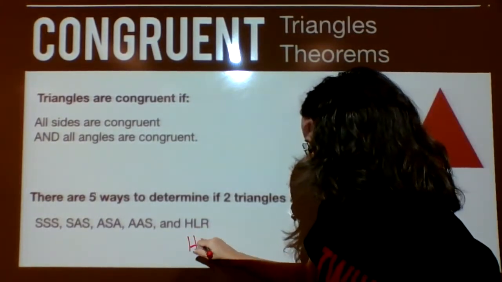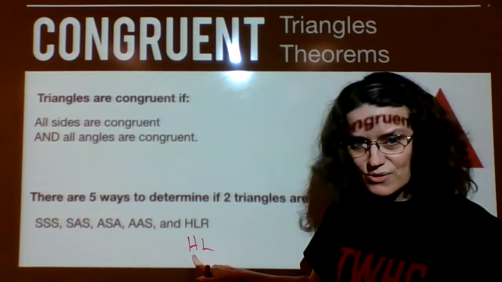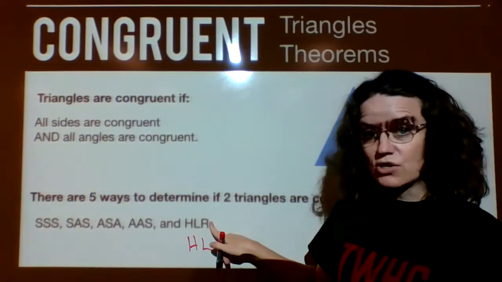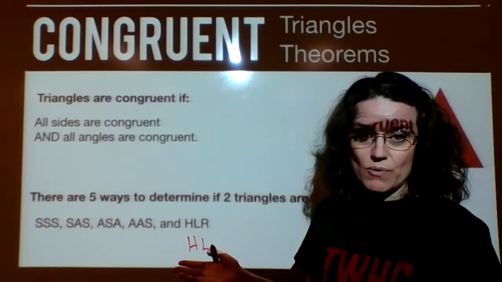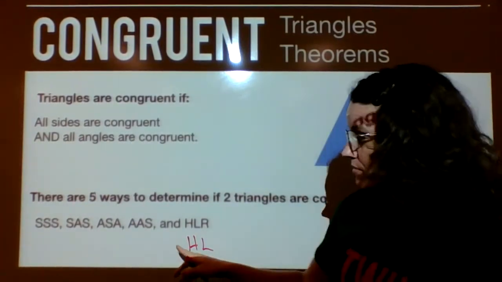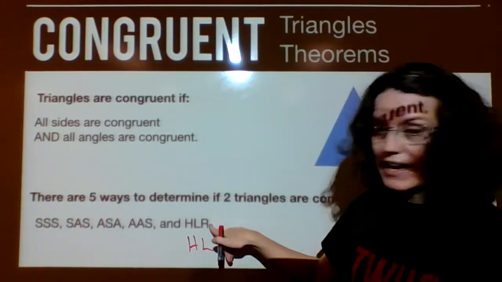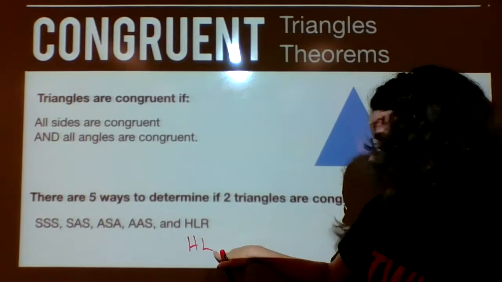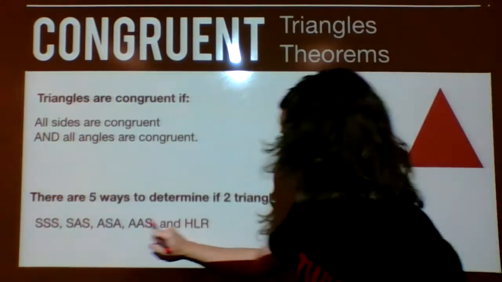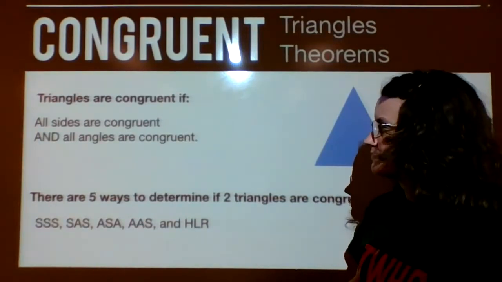Sometimes you will see this written as just hypotenuse, leg, because if you have a hypotenuse, you can assume it's a right triangle, and so you don't need to say right. It just depends on if you like 3 letters or 2 letters. Some people like that all of these have 3 letters. Some people are lazy and they're like, I don't want to write a 3rd letter if I don't have to, so they write hypotenuse, leg. So you will see both of those running around. They both mean the same thing.